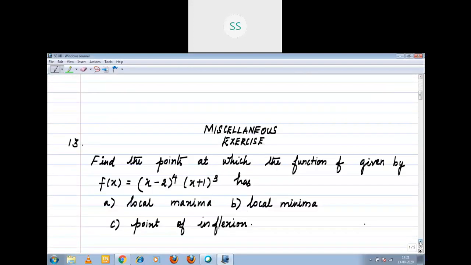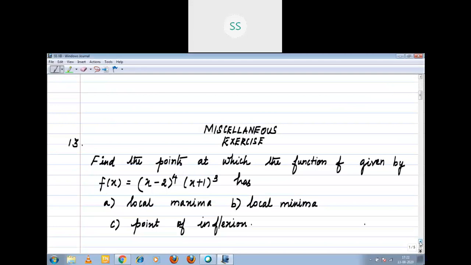In miscellaneous exercise, question number 13, I am going to discuss today. Find the points at which the function f given by f of x equal to (x minus 2) to the power 4 into (x plus 1) cubed has local maxima, local minima and point of inflection.